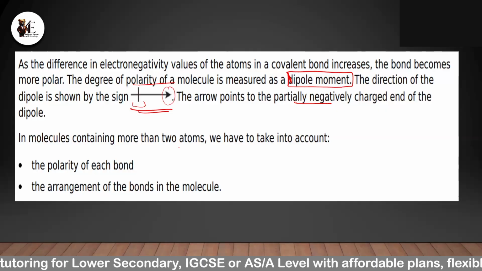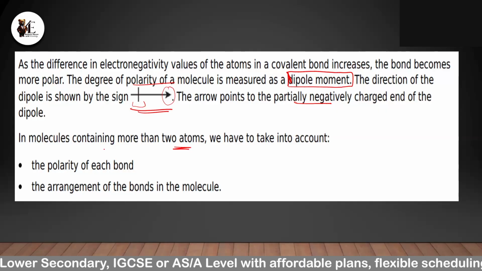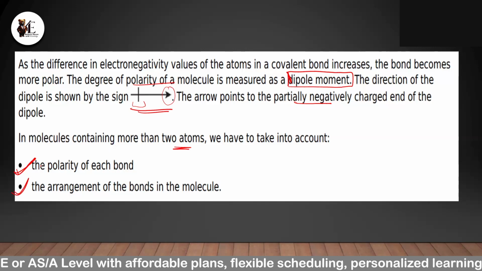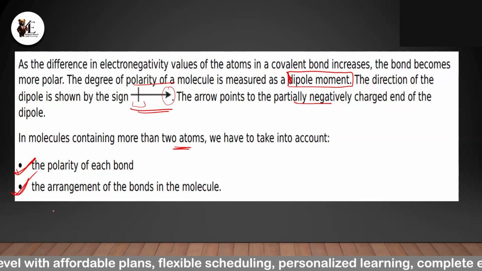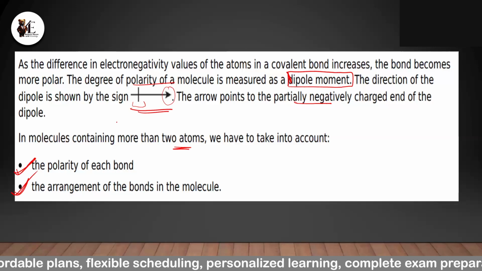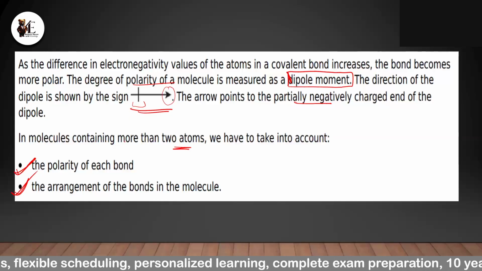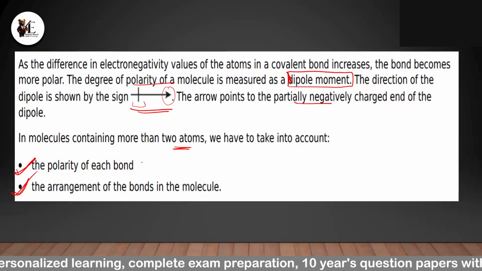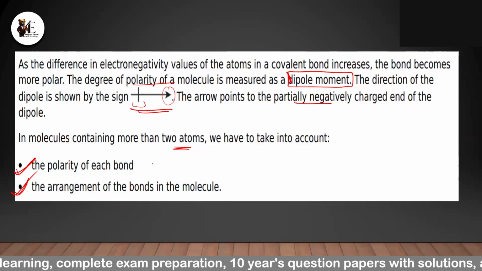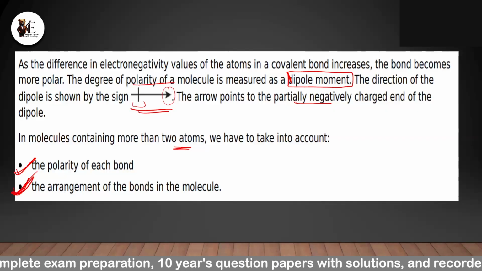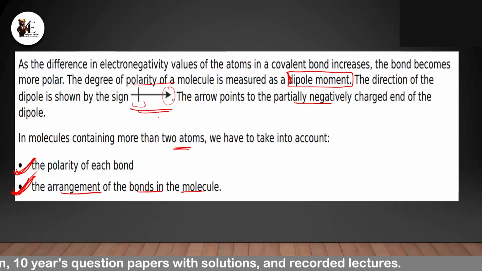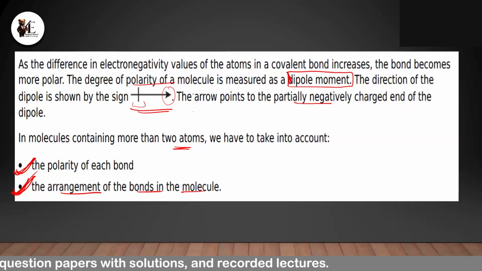In molecules containing more than two atoms, we have to take into account the polarity of each bond, and most important is the arrangement of the bonds in the molecule, because we'll see some examples where there is a difference in electronegativity, but still the molecule is non-polar. So that's why I'm saying these two points are very important. You have to see the arrangement of the bonds in the molecule. We'll discuss the examples in the next session.